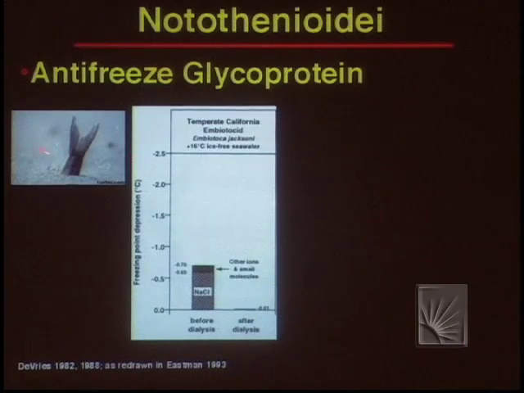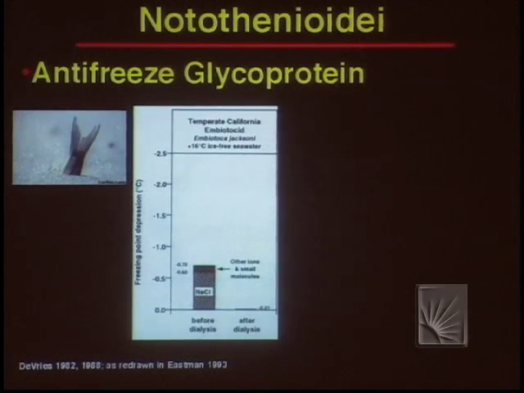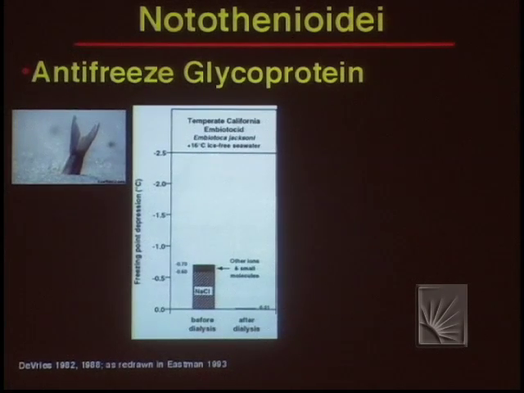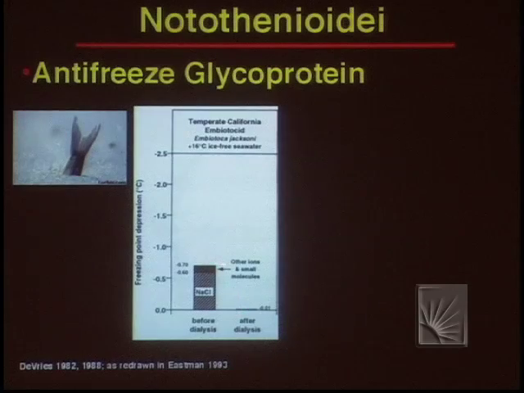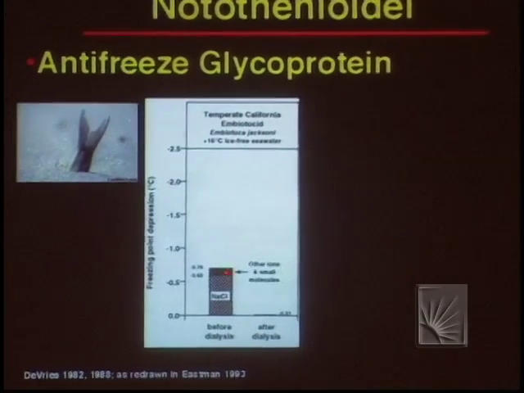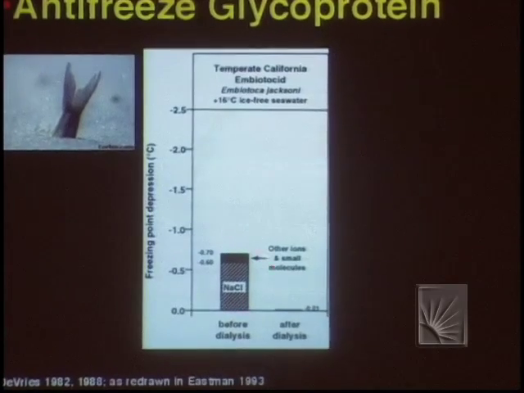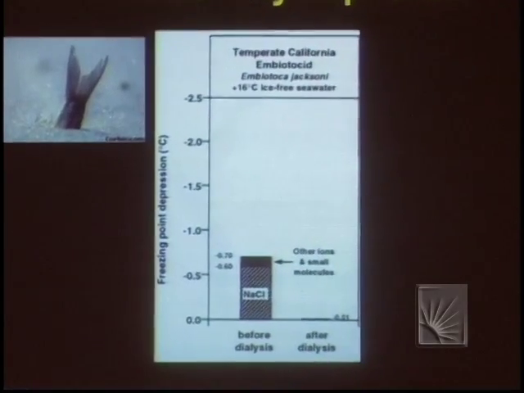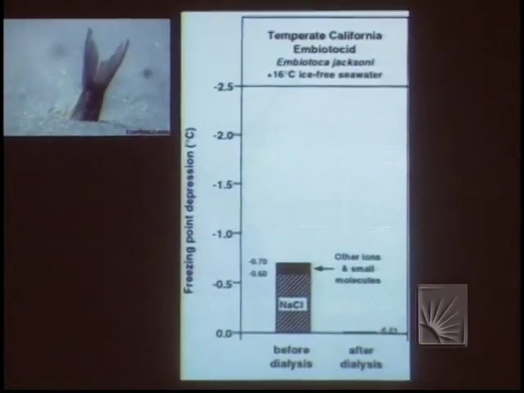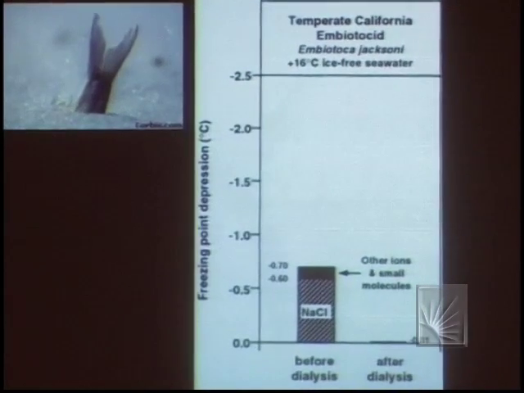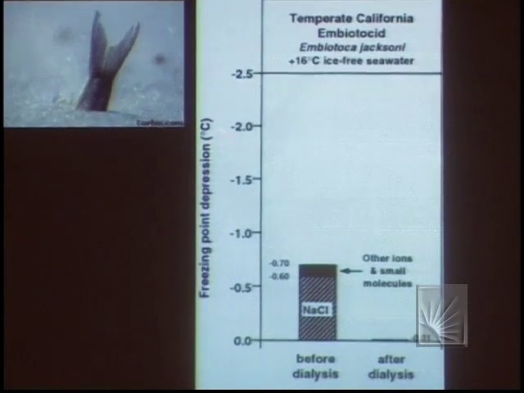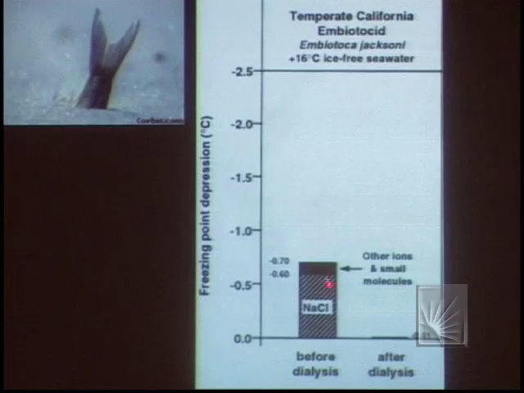Now, this is what should happen to that fish. If you take a temperate fish, this is a temperate surfperch off the coast of California, and you look at its freezing point depression before and after dialysis, what you see is that indeed there's some freezing point depression that's facilitated by sodium chloride and other small ions in its body fluids, but we're talking negative 1.86. That's clearly not going to be enough.